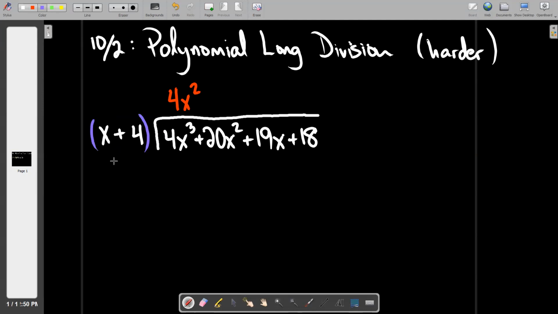My next step in this process is to take that red thing and distribute it down through the divisor and change my signs as I get my answers. The first distribution gives me 4x to the third, so I put negative 4x to the third. The second half of the distribution would give me 16x squared, but I put minus 16x squared. Remember, the changing of the signs accounts for the fact that we're subtracting at this point in the process.